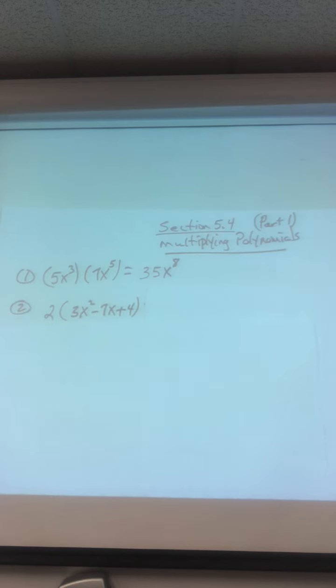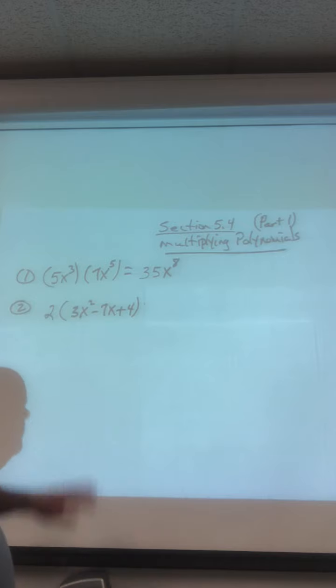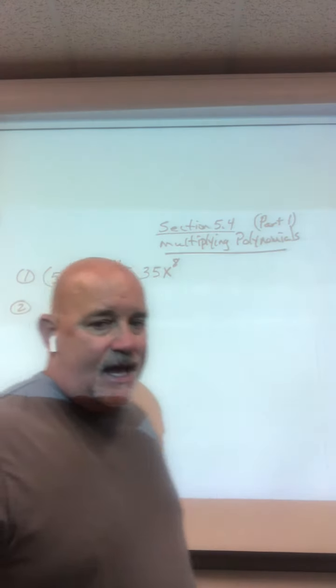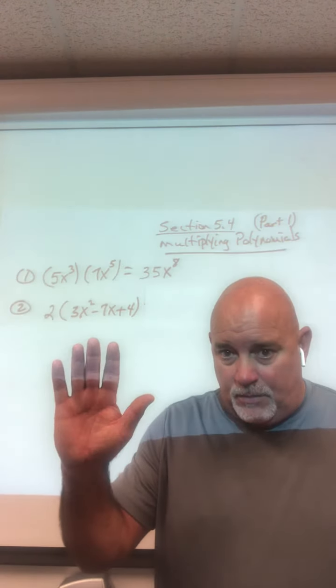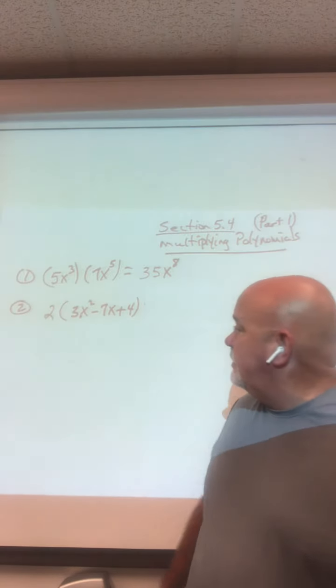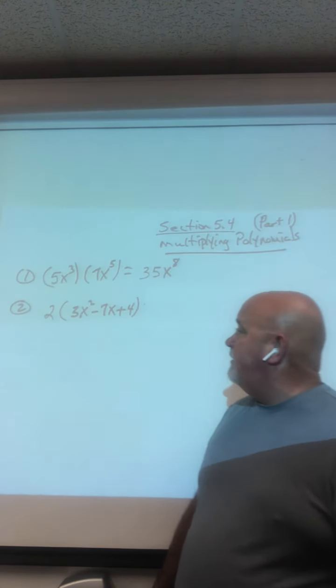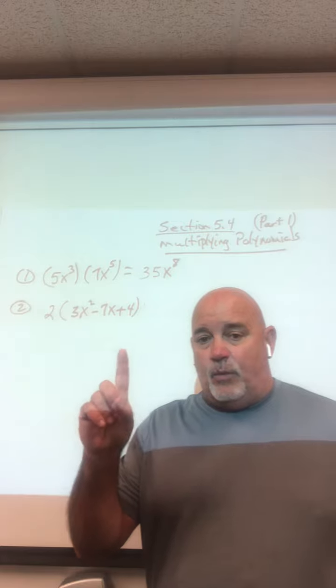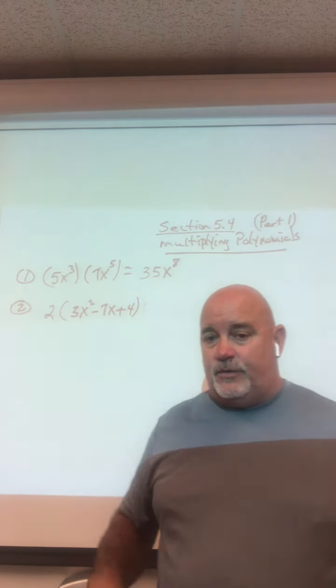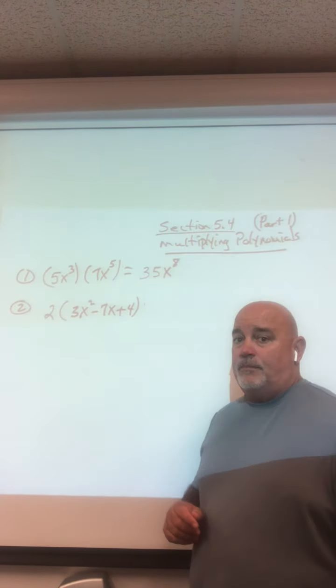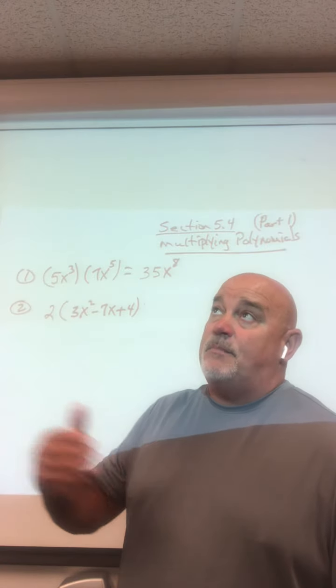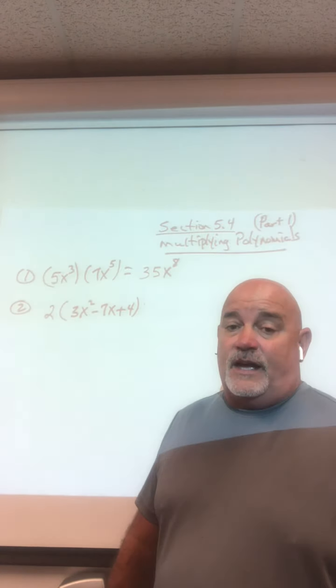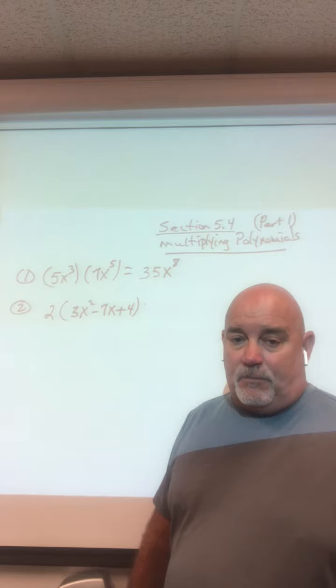Pause the video and copy it. Okay, you should have this one copied. All right, so let's read this. This says 2 times, so a monomial, 2 times 3x squared minus 7x plus 4. So you've got one term times 3 terms. We give this a special name. We've been giving it a special name since about our third or fourth section. We call this the distributive property.